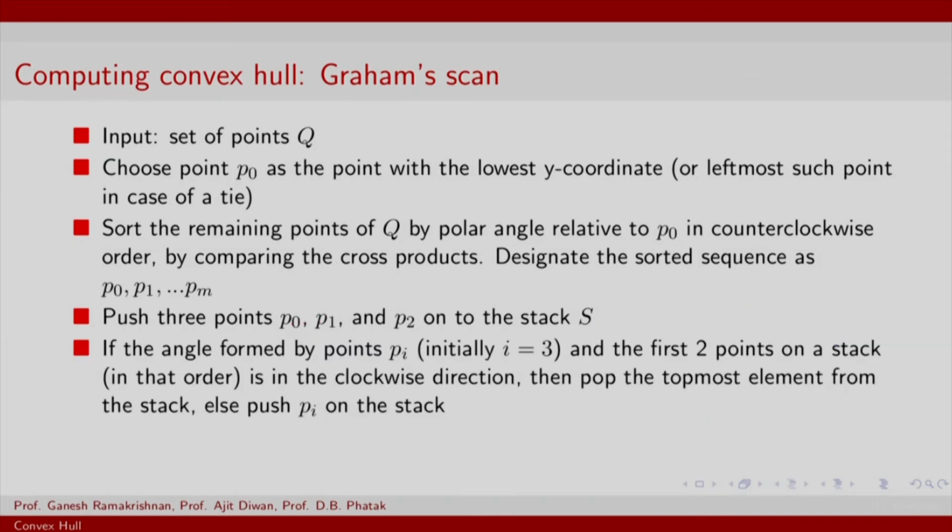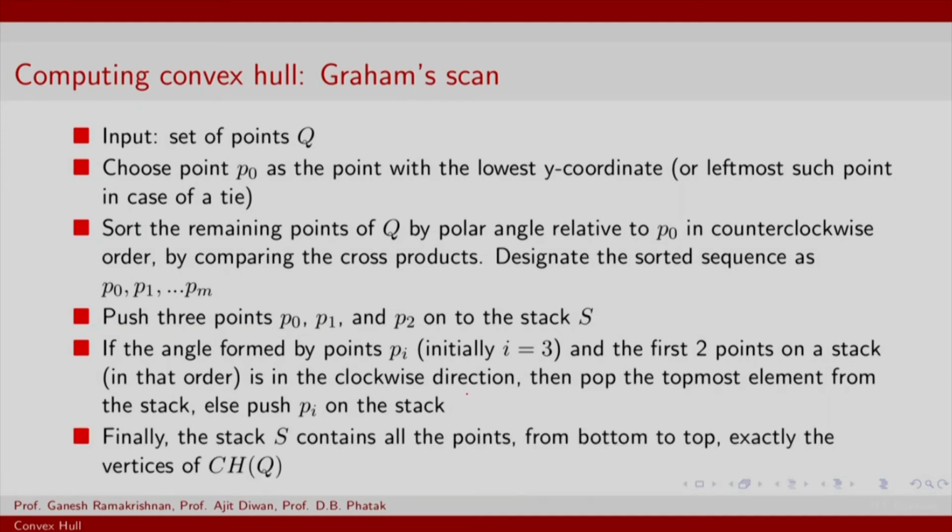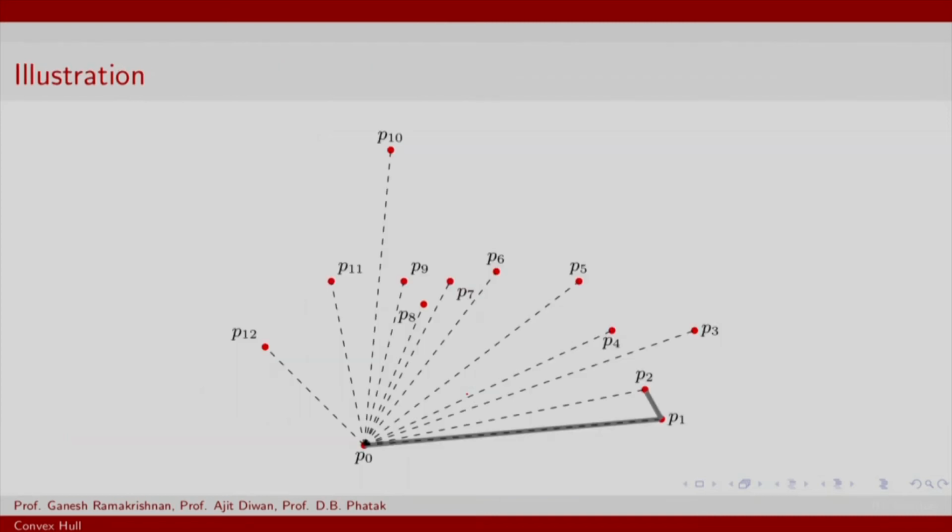This is summarized here. If the angle formed by points Pi, we start with i equals 3, and the first 2 points on the stack in that order is in the clockwise direction, then pop the topmost element from the stack, else push Pi into the stack. So finally the stack contains, from bottom to top, exactly the vertices of the convex hull Q. We will illustrate this. So here is a complete example.